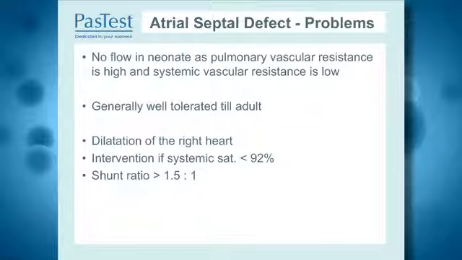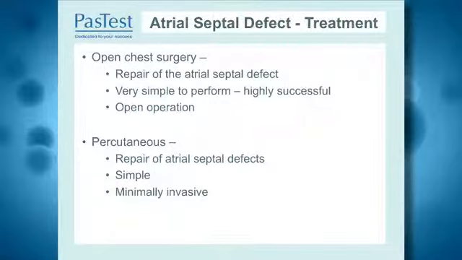Atrial septal defects should be closed if the systemic saturations fall less than 92%, or the shunt ratio, which we discussed in lecture 2, exceeds 1.5 to 1. There are two broad techniques used for closing these defects. Open chest surgery, which has existed for many years now, involves opening the chest and putting a patch over the defect. This is a very simple procedure for a cardiothoracic surgeon to perform. It's very successful, but of course it's an open operation and has an extended recovery period.